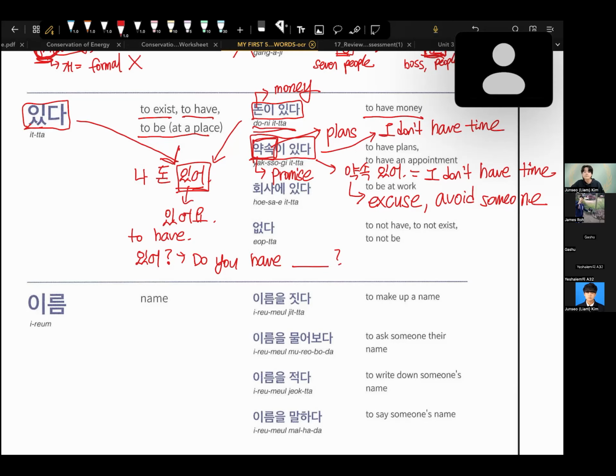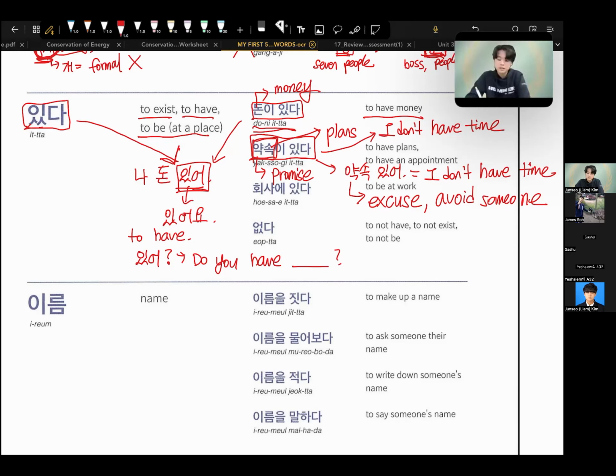So to express this event for you, 실례합니다, 선생님. 나는 약속 있어요. Like this? Yeah, exactly. That's correct. 약속 있어요. Yeah, so it's used to say I don't have time. Okay. And then the opposite word of 있다 is 없다.